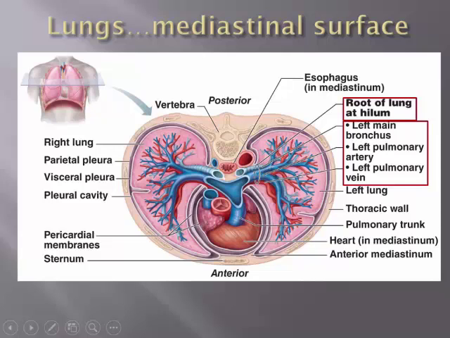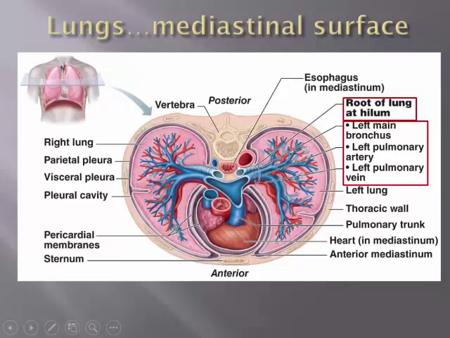So the root is where they are attached to the mediastinum, the hilum is where they enter or leave. And notice you'll have a bronchus. Remember, the primary bronchi will get into the lung. The pulmonary veins will come from the lungs and they'll come out of the lungs because they're bringing blood to the heart. And the pulmonary artery will go from the heart to the lungs. So the pulmonary artery is entering the lungs, the veins are exiting the lungs, and the bronchus is entering the lungs. So these are the main structures there.